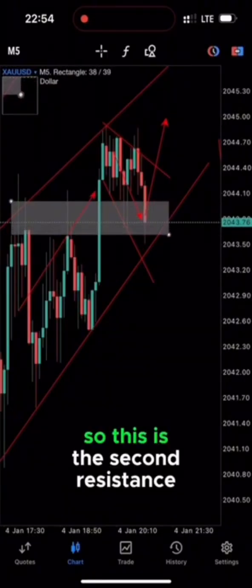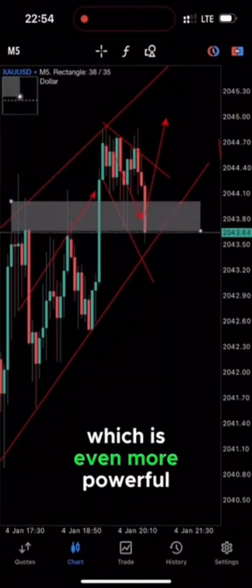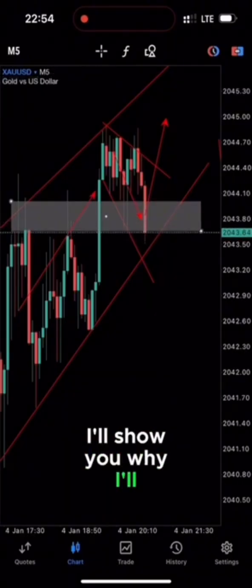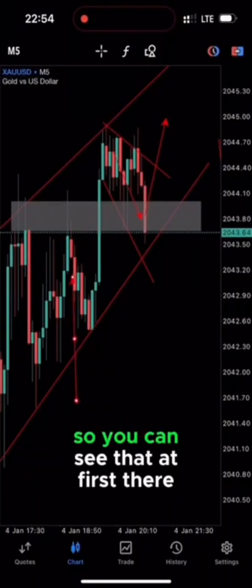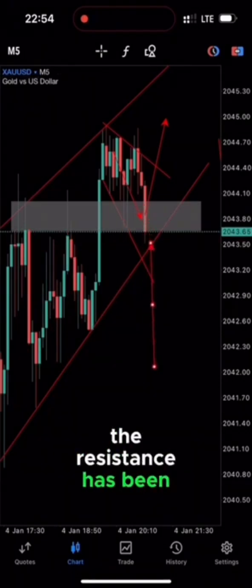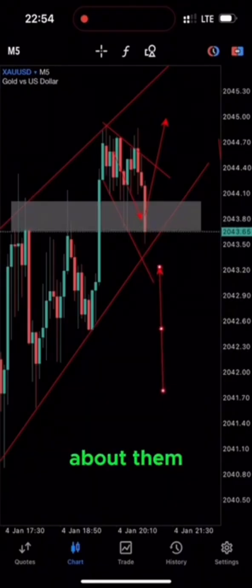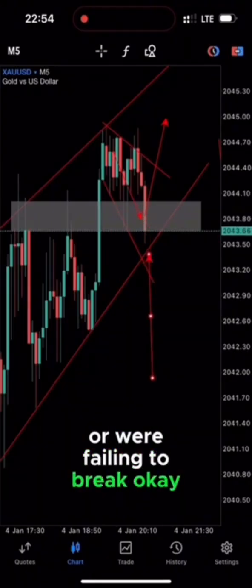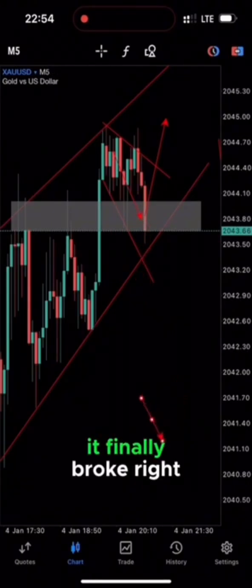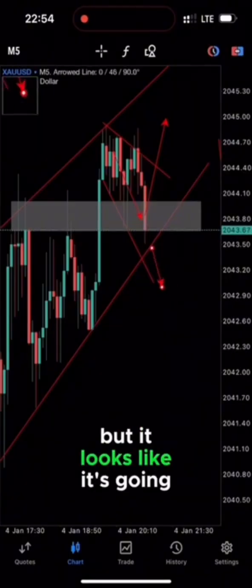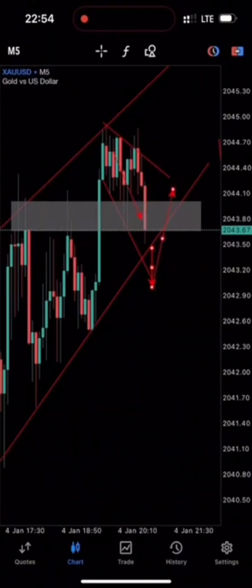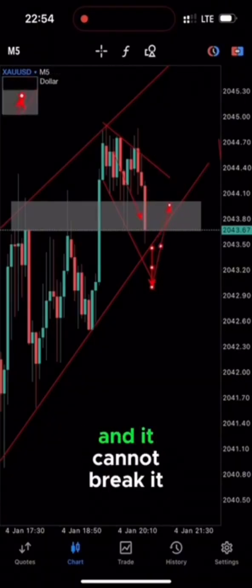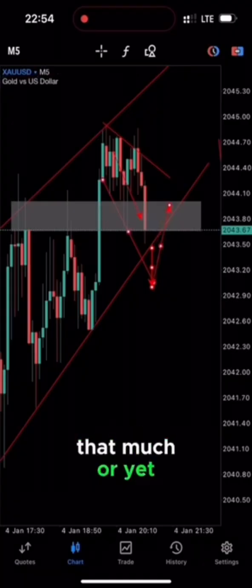So this is the second resistance, which is even more powerful. I'll show you why. I'll illustrate using this arrow. You can see that at first there, and second there, and third, the resistance has been failing to break. There's something similar about them. Then this bearish candle finally broke, right? But it looks like it's going to go back again in line with the others. It seems as if the area of confluence is still powerful and it cannot break it that much or yet.